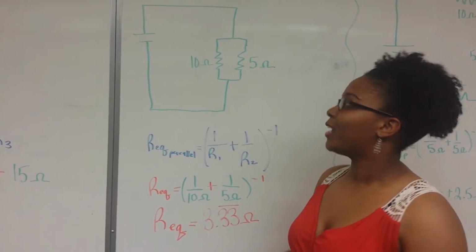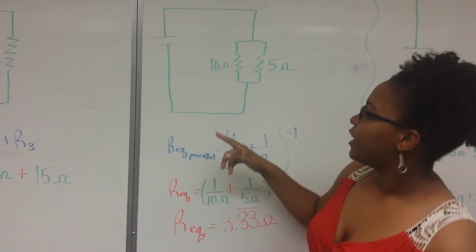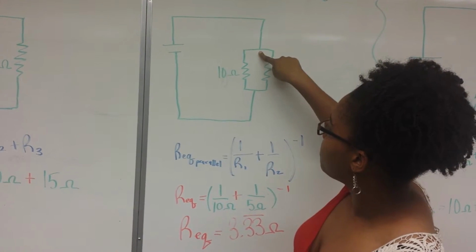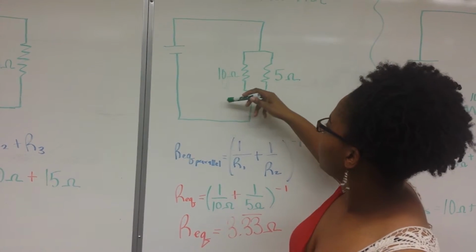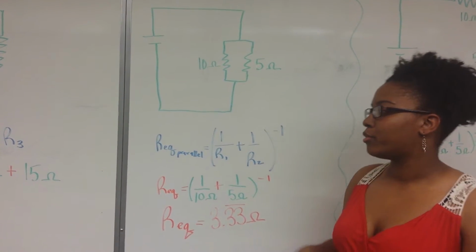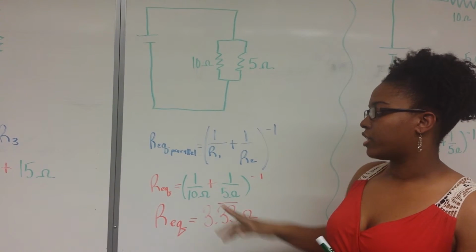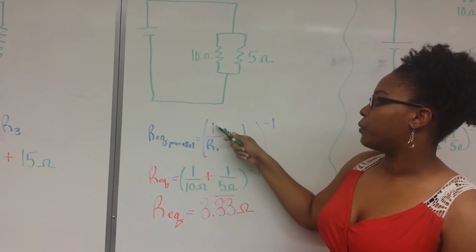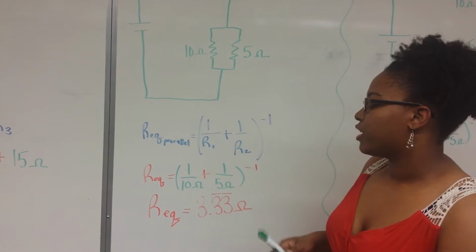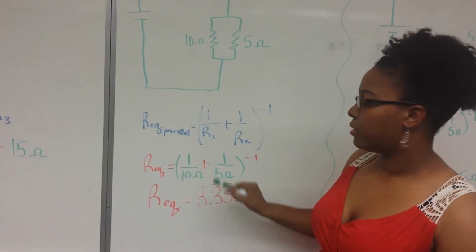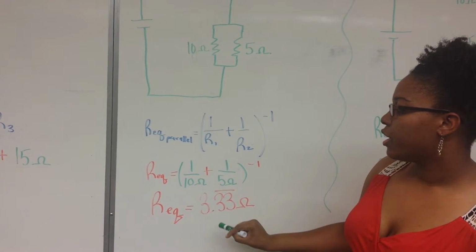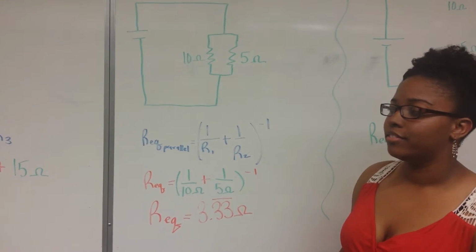Next, we'll go over practice problems for parallel circuits. So, in this circuit, as you can see, the current diverges at this point, where we have a 10 ohm resistor on one side and a 5 ohm resistor on the other side. So what we will do is use the equivalent resistance equation for parallel circuits, which is 1 over R1 plus 1 over R2, and the inverse of that number. So we get 1 over 10 ohms plus 1 over 5 ohms, and the inverse of that will be equal to 3.33 ohms.